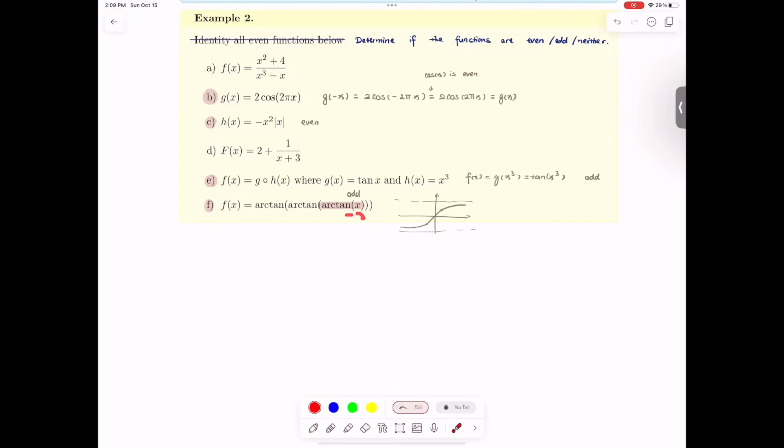So when you have negative x, it's the same as negative arctan x, right? And this negative can be taken out again because this is odd as well. So the negative will be here, and then this negative can be taken out again because this is odd. Eventually you'll just get negative arctan x. So it's an odd function. The whole thing is odd. So without any computation, you should be able to figure it out as well.